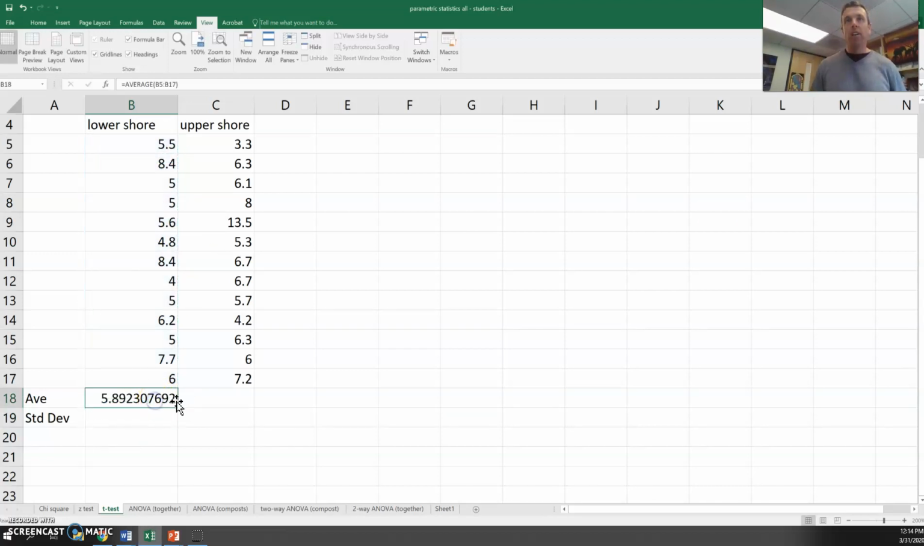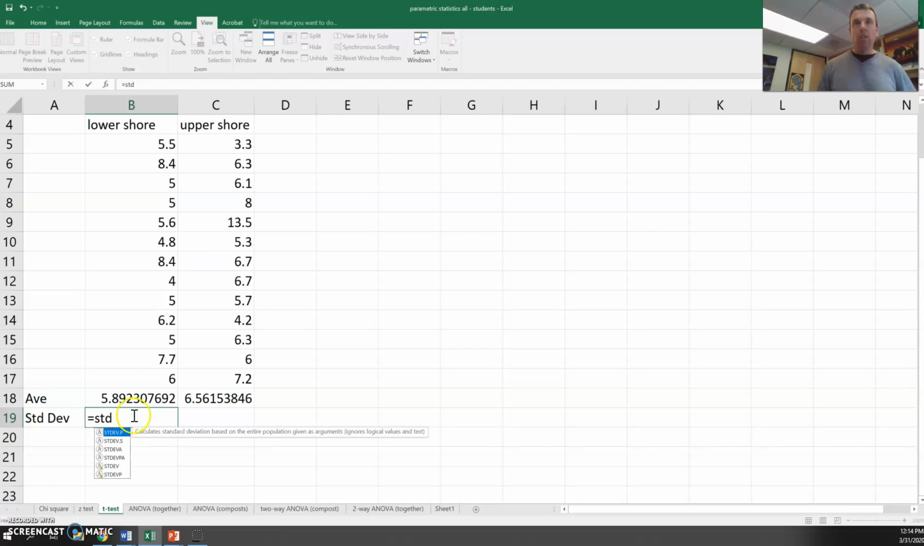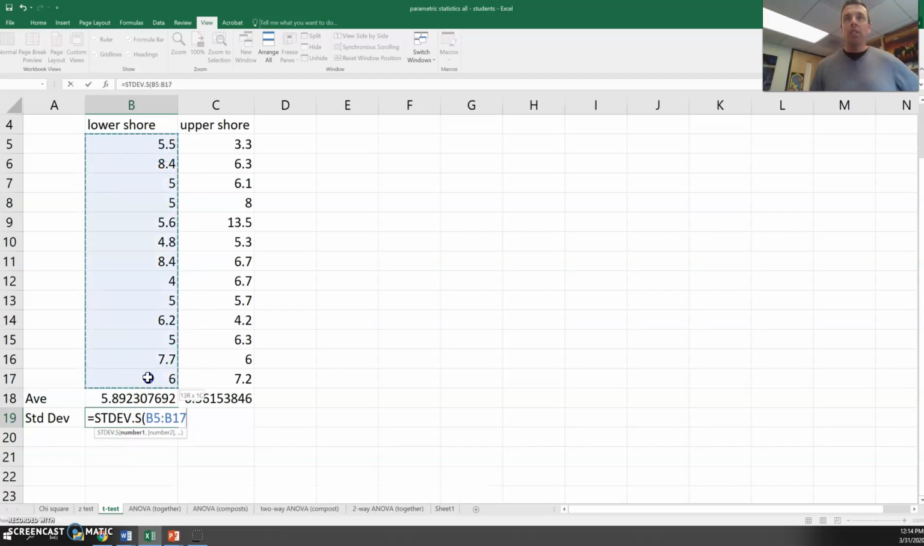Once I have that, I can just slide this over and it'll take the average of the group above it. And I want the standard deviation, so I need to type equals to get it to give me that option. Standard deviation of the sample, because we don't have the entire population, and do not include your average as a data point. And so I can slide that over, move that over.